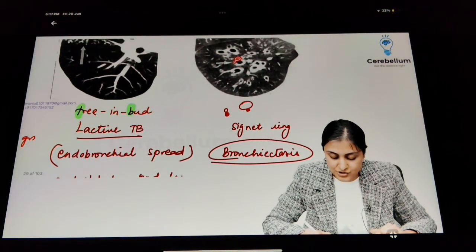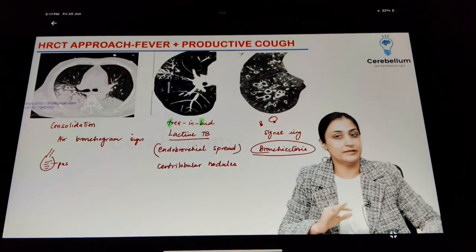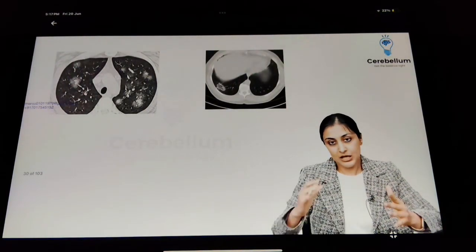Look at this image. This is the artery. This is the thickened bronchus. So this image is bronchiectasis. Yeah. So for all of these, remember, anything pulmonary, investigation of choice is always HRCT, that we have seen. Look at the next image.